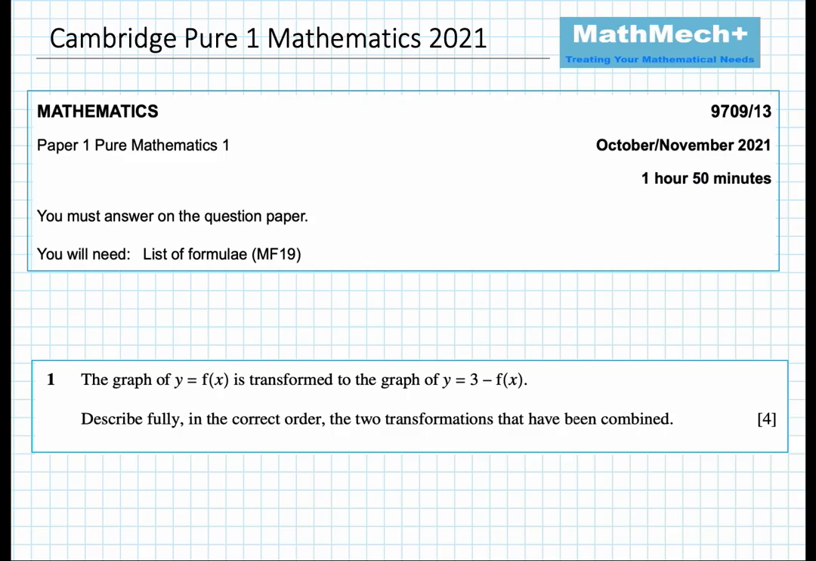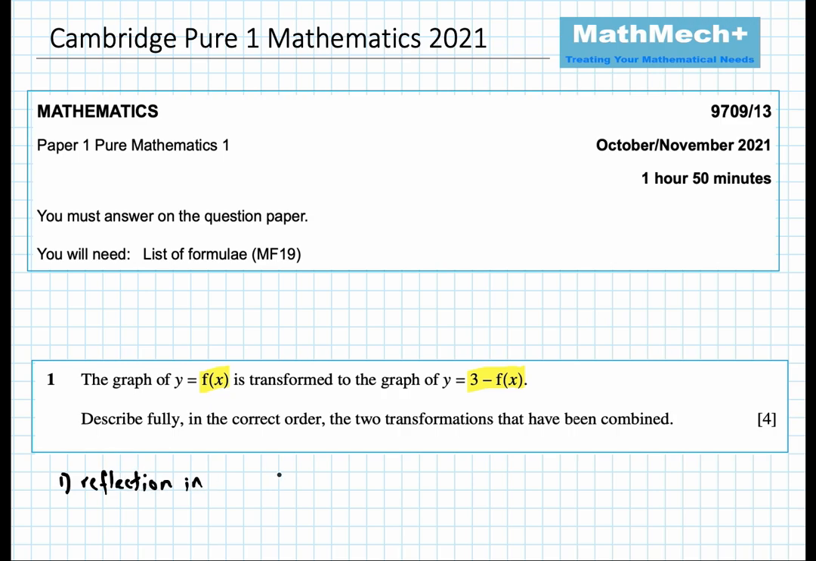So now we're looking at a paper from 2021, Pure 1 Maths, full paper from October, November. And our first question is to do with transformations. So y is equal to f of x, and we have a transformation to y is equal to 3 minus f of x. So we have two transformations. We have to put them in the correct order.